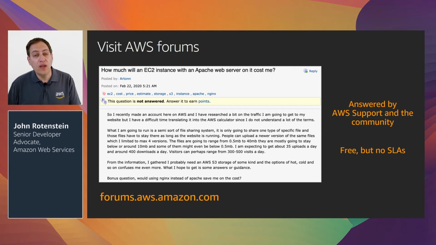Or online, you can visit the AWS forums. These are forums where you can ask a question and receive answers, or look up answers that people have previously given. The answers will be given either by AWS staff or by other members of the community. There's no guarantee of answers here, but often the information you want to find is available online. You can get there at forums.aws.amazon.com.